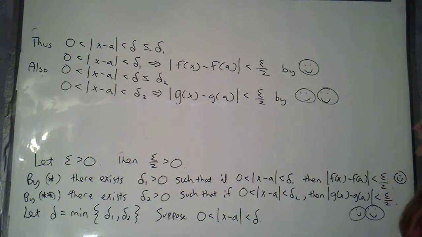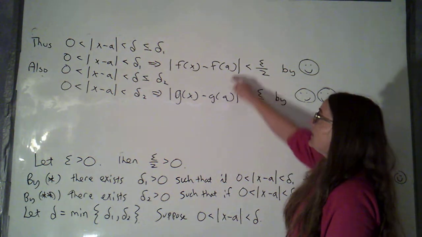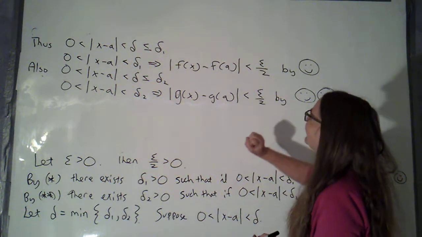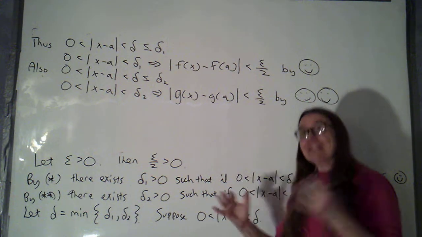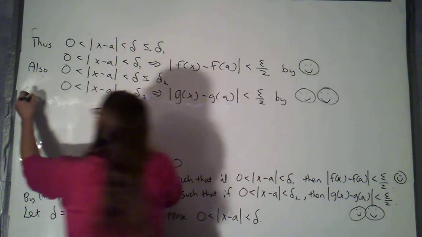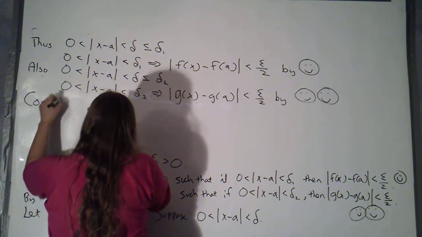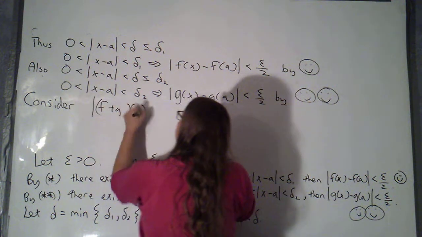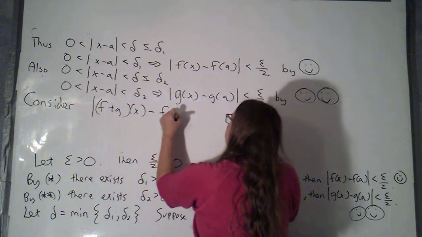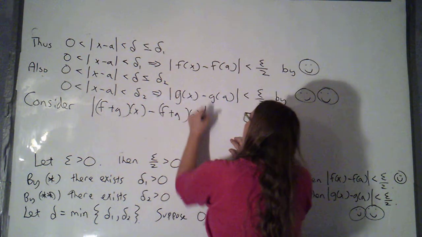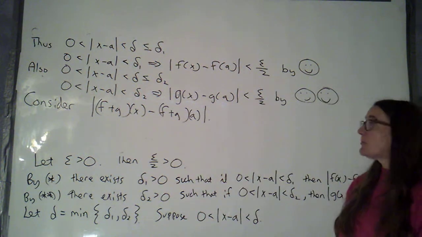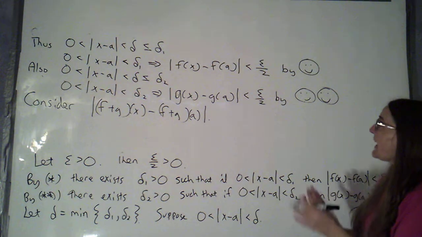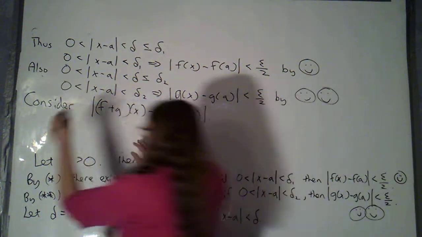Excellent. So now I think we're ready to talk about what we get when we add these two pieces. Sorry, now we're ready to talk about what we're trying to show is smaller than epsilon. So, transition word, let's consider the absolute value of f plus g of x minus f plus g of a. Remember, that's what we're trying to show is smaller than epsilon. So now I'm going to be doing some of the same work I did earlier.